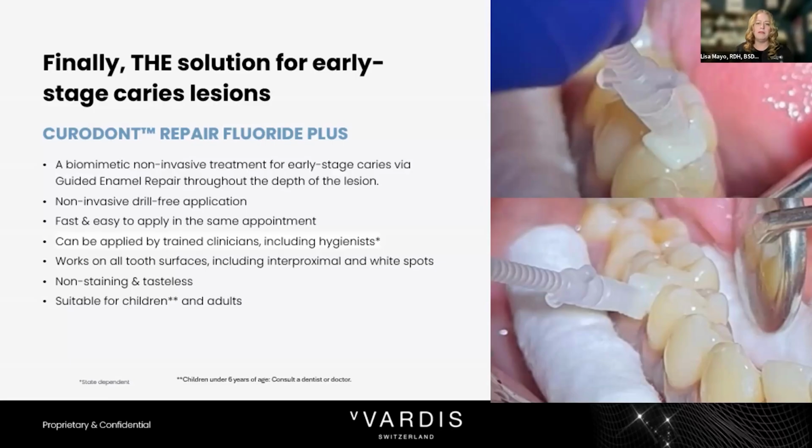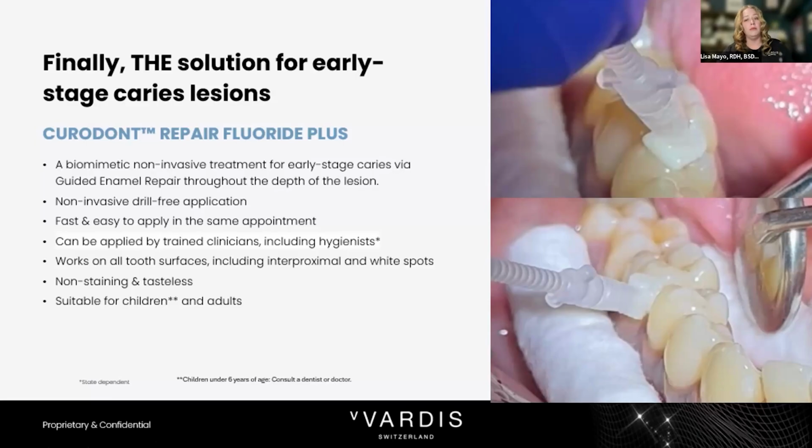Histologically, enamel is made up of 96% hydroxyapatite. It is a highly mineralized structure and, as such, is unable to repair itself when early carious lesions begin. Curodont Repair Fluoride Plus is able to synthesize hydroxyapatite and put back what I tell my patients Mother Nature took away through the demineralization process.